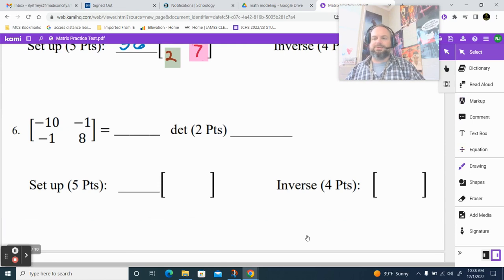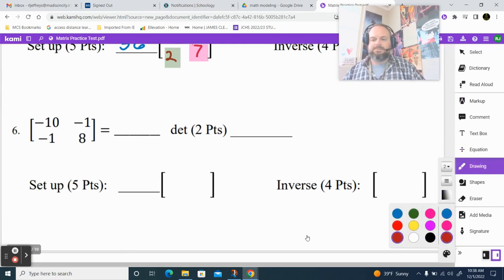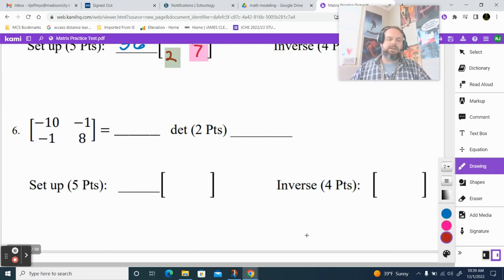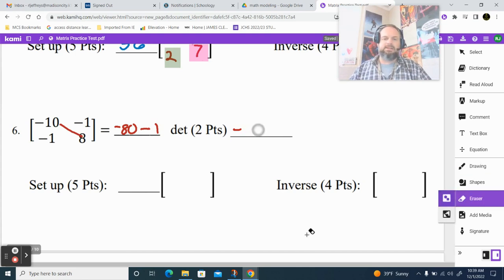This is going to be another gross one, I can tell. Oh, that's a typo. I should have had this taken out, but this is going to be -80 minus 1, so this is negative 81. And my dyslexia kicked in. I wrote 18.